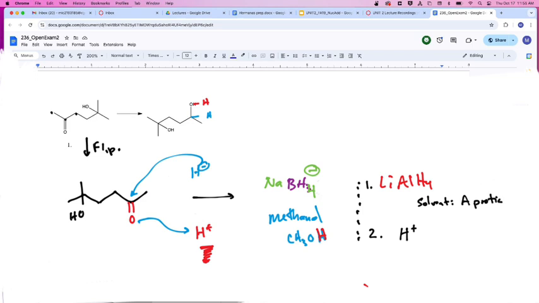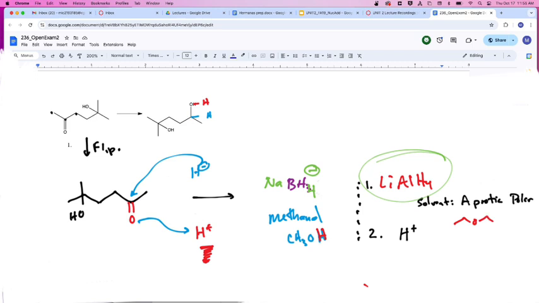Okay? And I probably still want it to be polar, so it'll dissolve all of these very polar things. So I'm probably looking at an aprotic polar solvent. Okay? So could I have sodium borohydride and methanol, lithium aluminum hydride, let's pick diethyl ether.